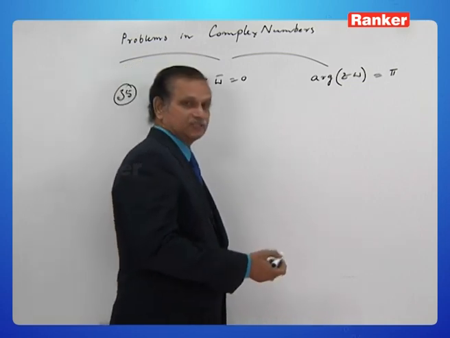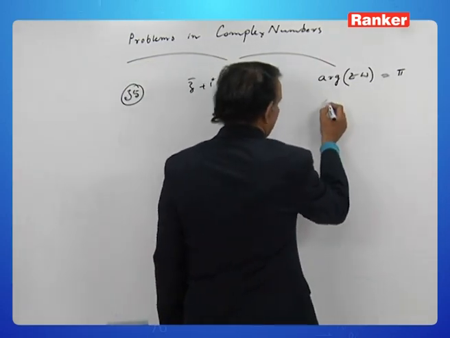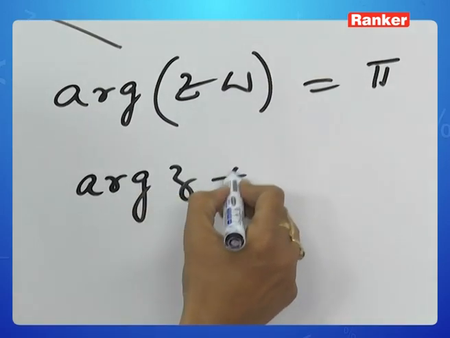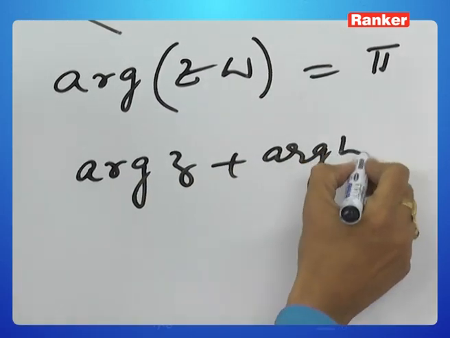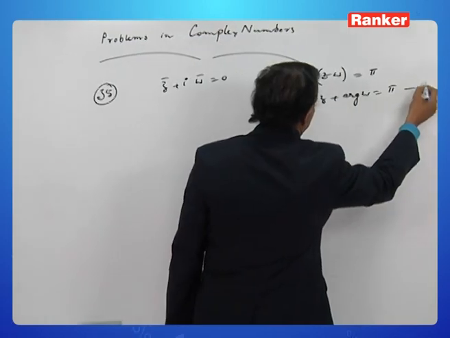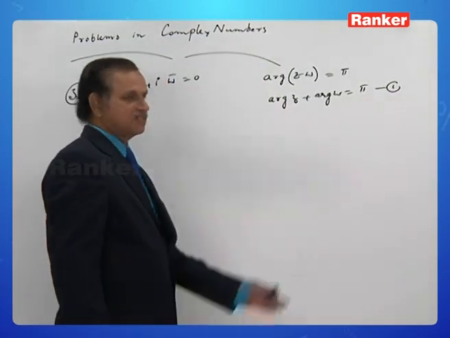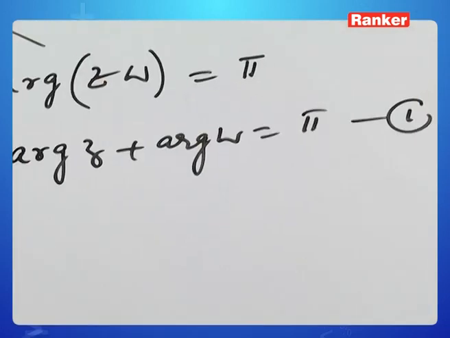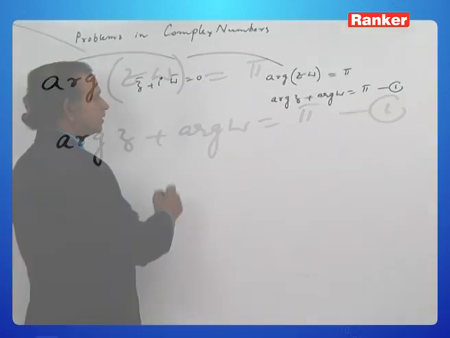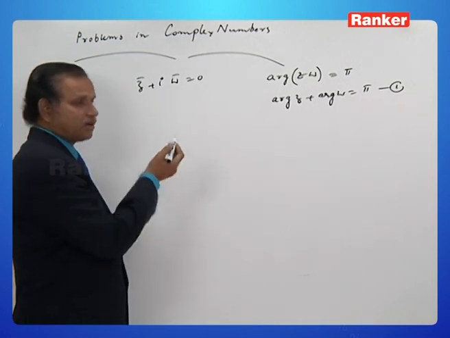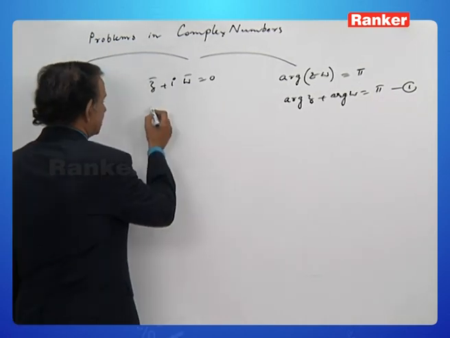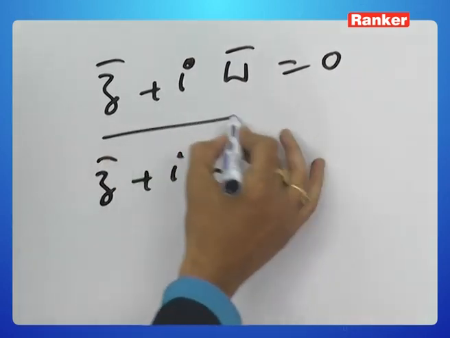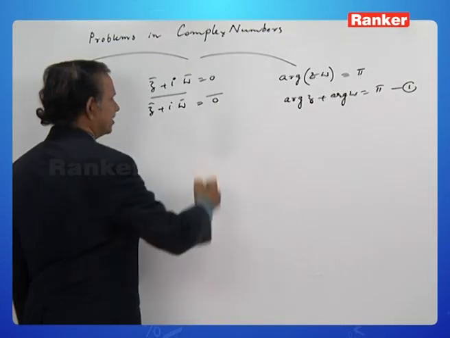Good. First of all, let me make use of this. Argument of ZW is arg z plus arg w is equal to pi. This is a useful information. Let us keep it aside. Now, let us consider this. Z bar plus i w bar is 0. Let me consider the complex conjugates on both the sides. What happens? Conjugate of z bar plus i w bar is equal to conjugate of 0. What is conjugate of 0?